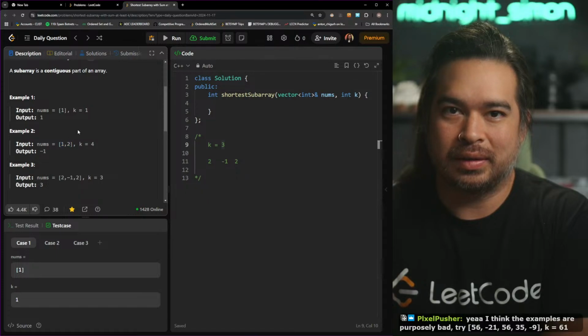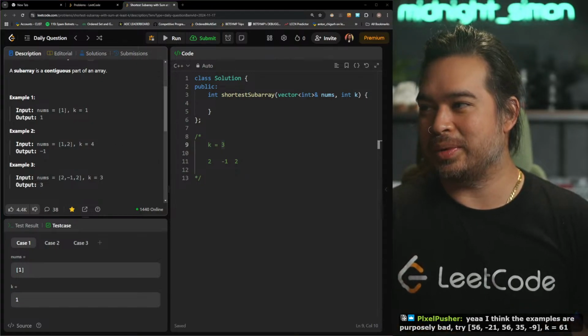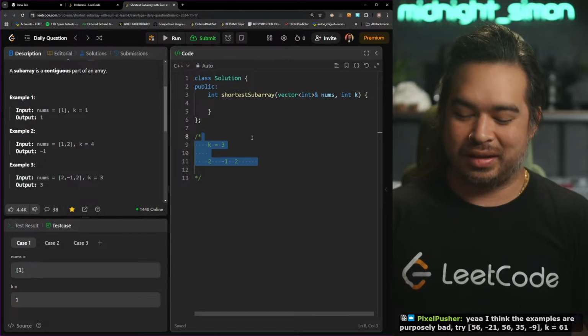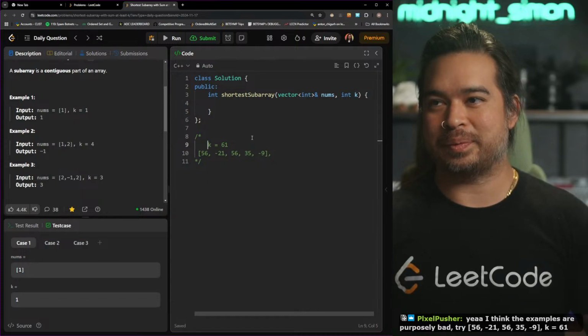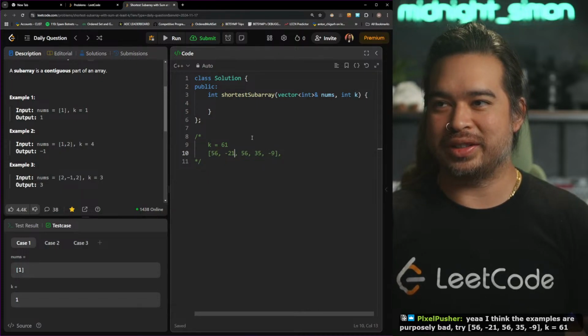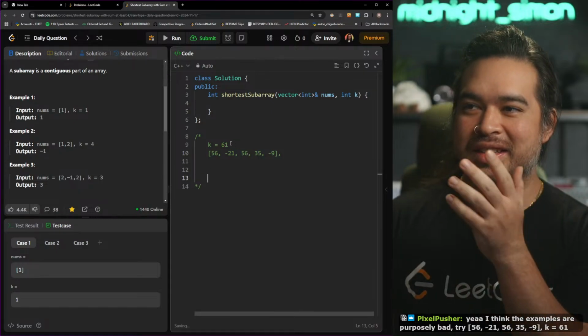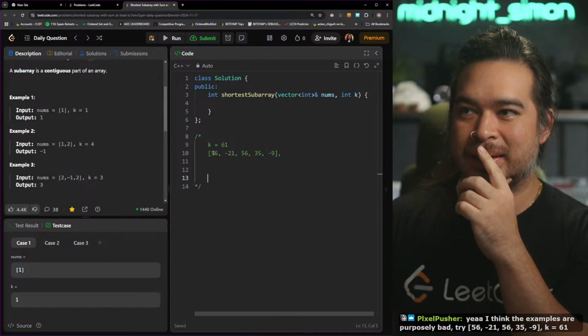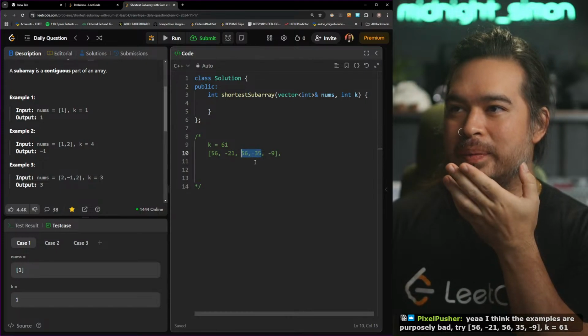Let's see. I think the examples are purposely bad. Oh, let me try your example here. Yeah, those examples don't really give you much. So if I were to do this with binary search, so clearly I can see that the answer is gonna be like 2, right?